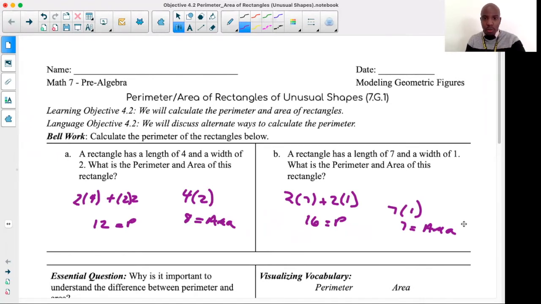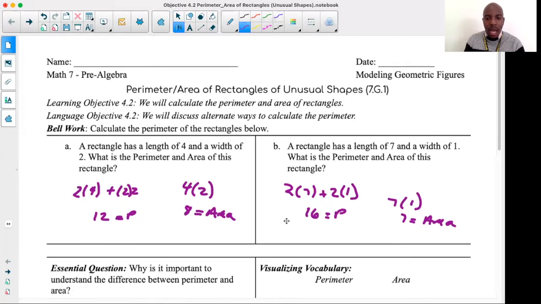Up until this point in your math, we learned squares, rectangles, rhombuses, parallelograms. Those are names that you know because you can recognize those shapes right away. But an unusual shape, you can't really name it. You could name it based on its sides, how many sides it has. But for now, let's just call them unusual because they're not your typical cookie cutter shapes, so to say.